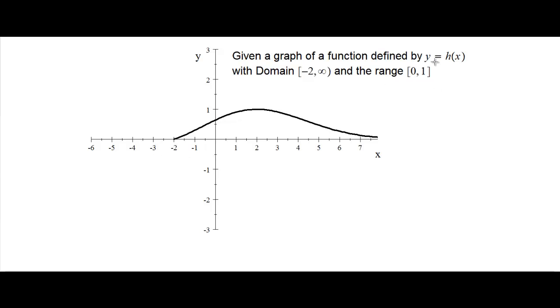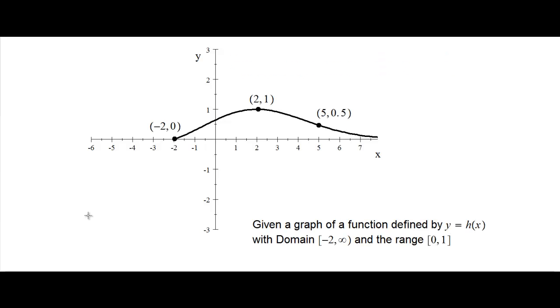Now we are going to look at another example. Here we have the graph of a function defined by y equals h(x), and the domain is negative 2 to infinity, and the range is from 0 to 1. Just to understand the shifting, we are labeling some convenient points on the graph, as shown in this picture. This is negative 2, 0, the x-intercept, and this is the max here, which looks like 2, 1, and this is 5 and approximately 0.5, and we are going to look at different transformations.